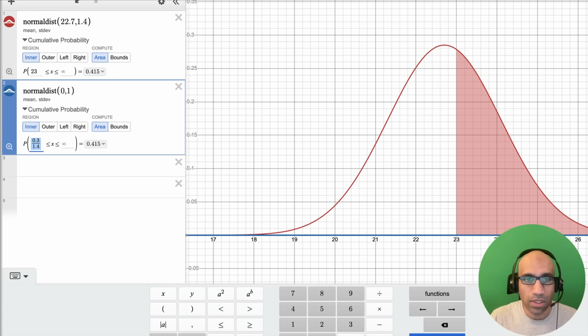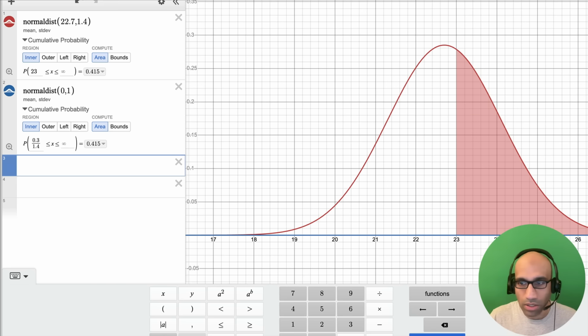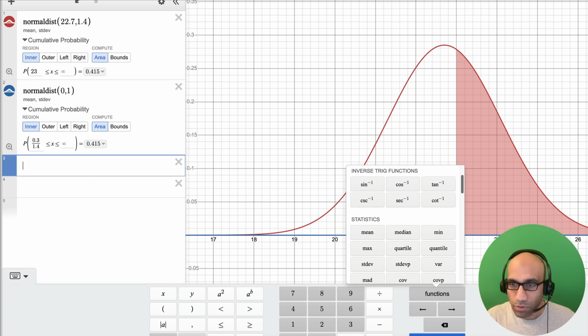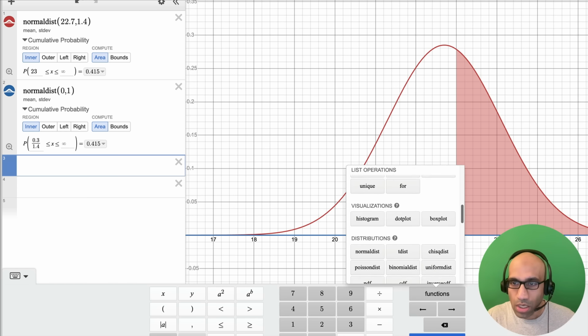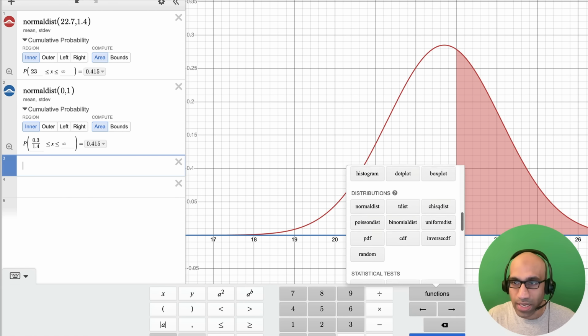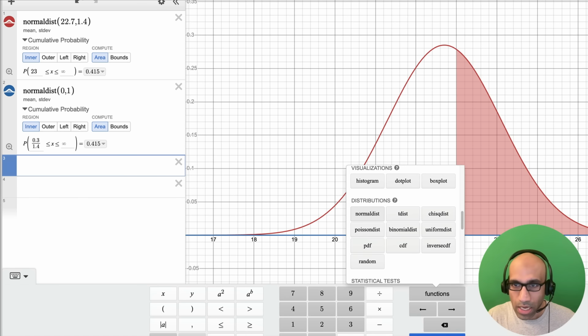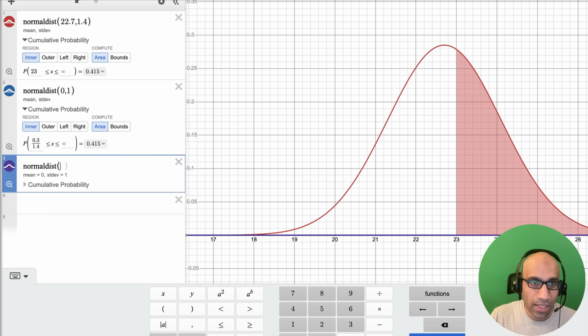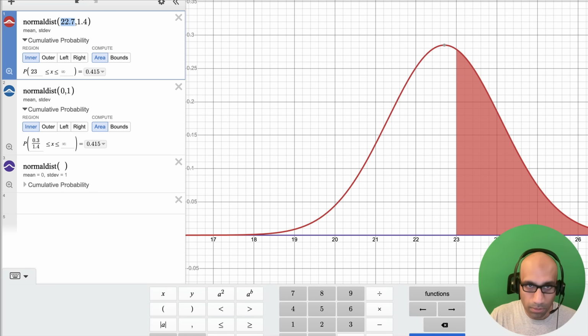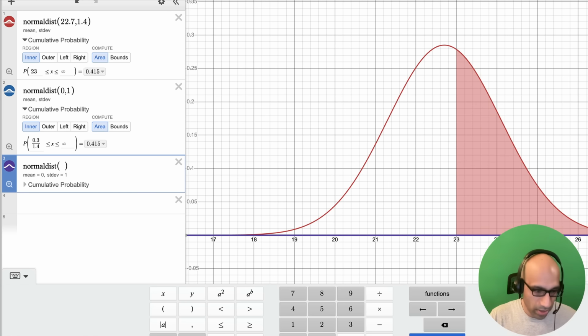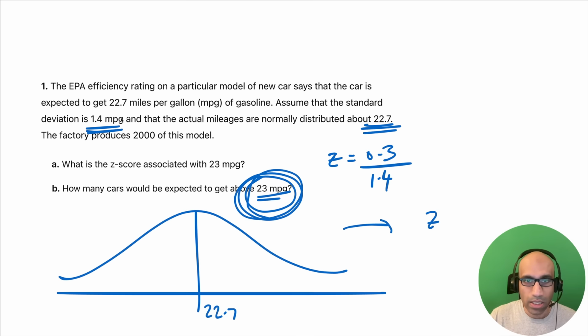The first thing you want to do is go over here to functions, and under functions you're going to go to distribution. It's way down here, after visualizations, is distribution, and then you put norm dist here. The first thing is what's the mean, and I'm putting the same thing again here, 22.7 comma 1.4, which was in our original problem right here, the mean 22.7 and the standard deviation 1.4.